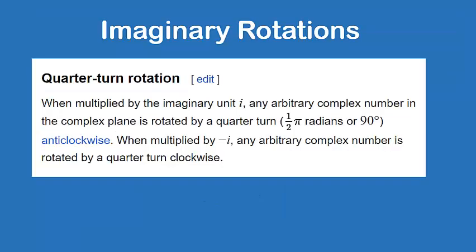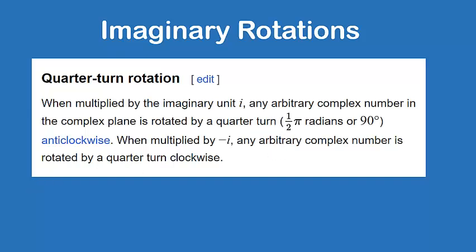The next question we want to answer is about imaginary rotations, quarter turn rotations. When multiplied by the imaginary unit i, any arbitrary complex number in the complex plane is rotated by a 1/4 turn, or pi over 2 radians, or 90 degrees, anticlockwise. When multiplied by minus i, any arbitrary complex number is rotated by a 1/4 turn clockwise. So i generates a 1/4 turn counterclockwise, and minus i produces a 1/4 turn clockwise.